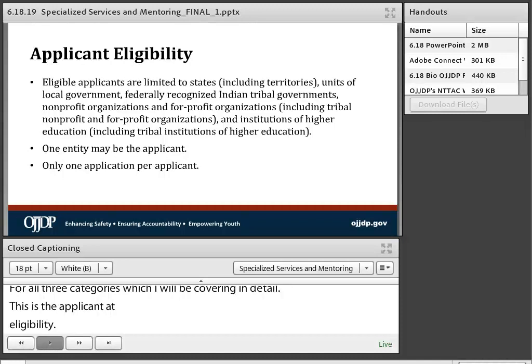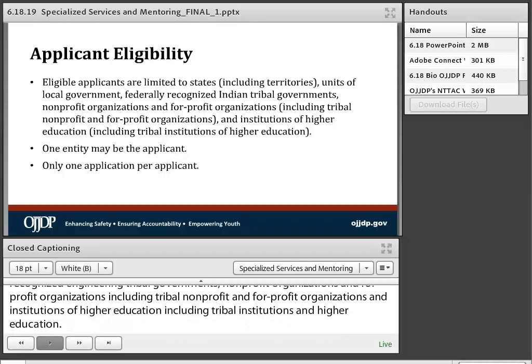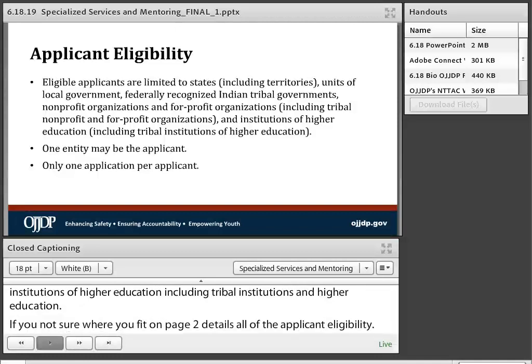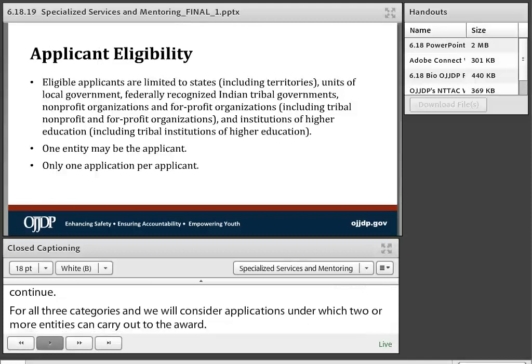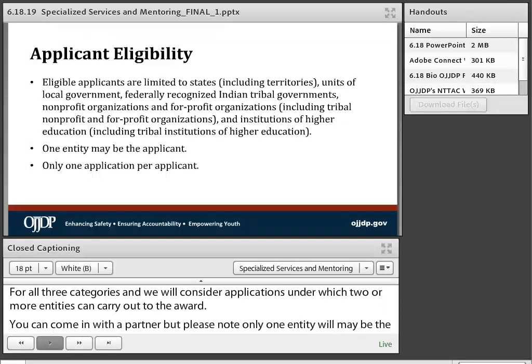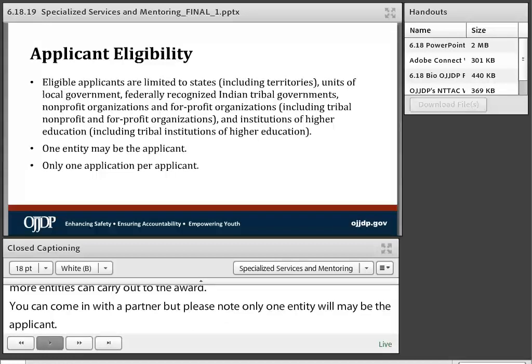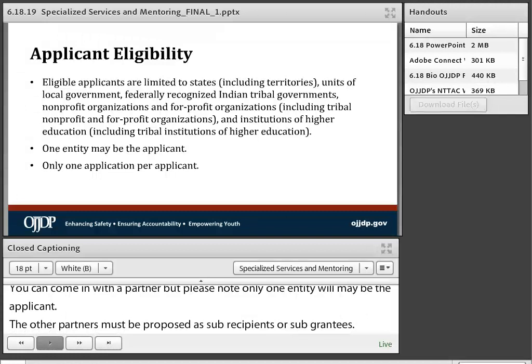And if you're not sure where you fit, page 2 details all of the applicant eligibility. So really take a close look, and if you fall into any of these categories, please do continue. For all three categories, we'll consider applications under which 2 or more entities could carry out the award. So you can come in with a partner, and please note only one entity may be the applicant. The other partners must be proposed as subrecipients or subgrantees. The entity that would have the primary responsibility, meaning the administration of the funding and managing the entire program, should be the one serving as the applicant.